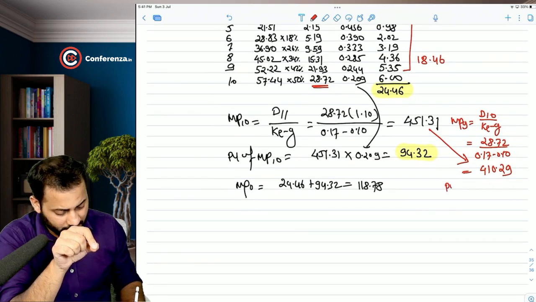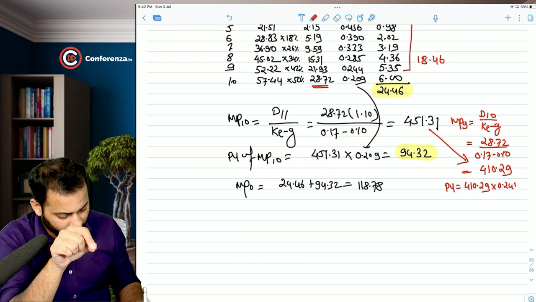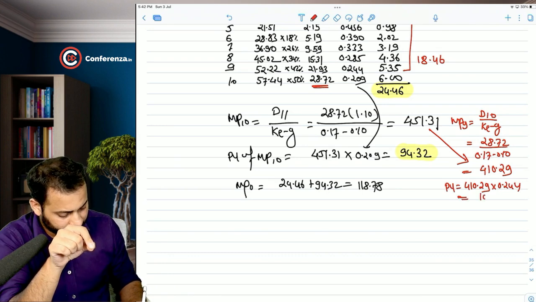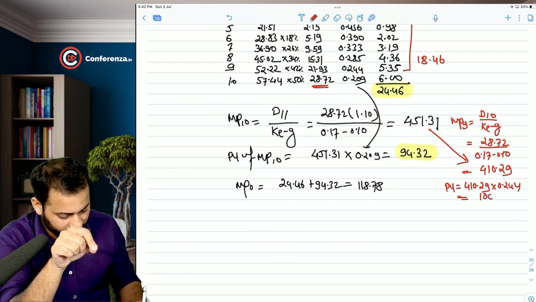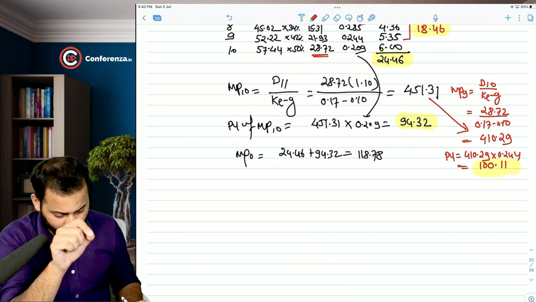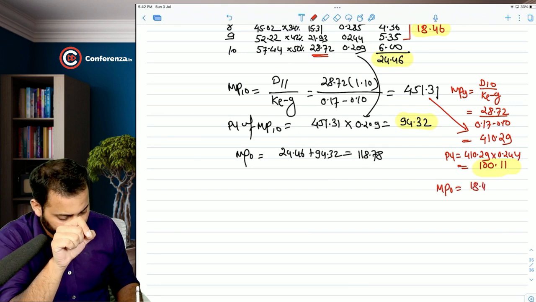After that, we are going to discount MP9 with the 9th year factor. Then we come with the present value, that is 410.29 with 9th year factor. Are you understanding? 9th year means 0.244, and this gives us another figure, 100.11. So we have two figures from this calculation, 18.46 and 100.11. Let's just do the total of all those. MP0 is equal to 18.46 plus 100.11, 118.56, almost same.